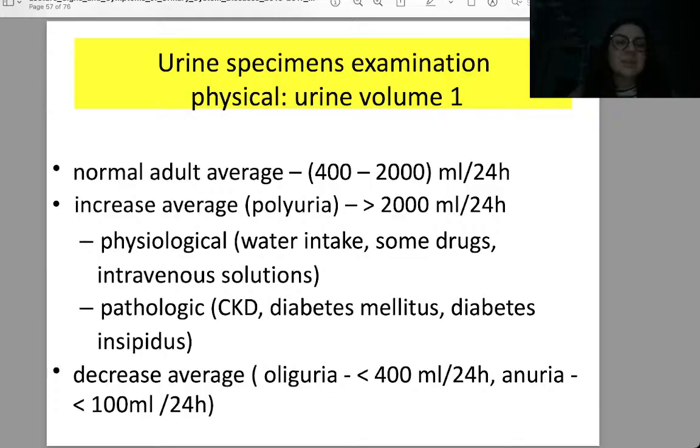And it can be a decreased average. We name it oliguria and anuria. What is the difference between them? Oliguria is when the daily urine is less than 400 milliliters, and anuria is when the daily urine is less than 100 milliliters.